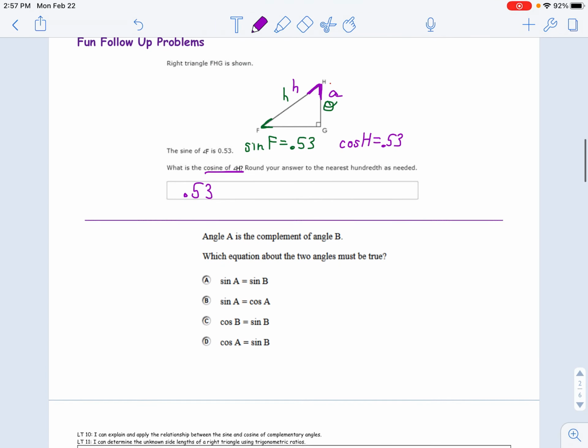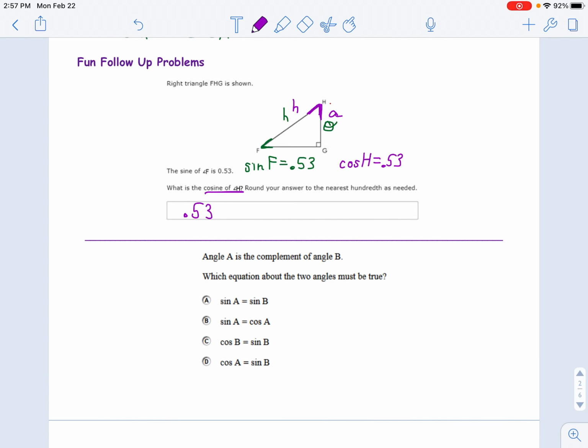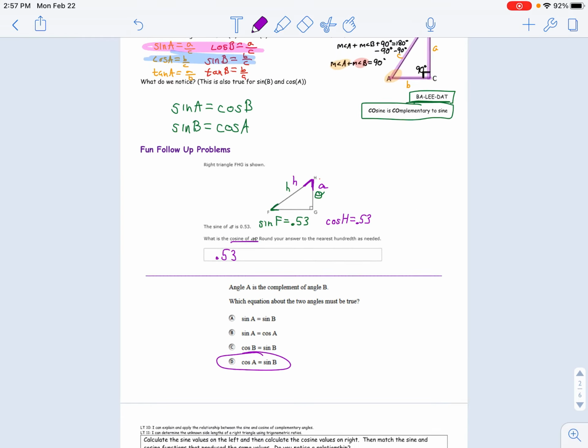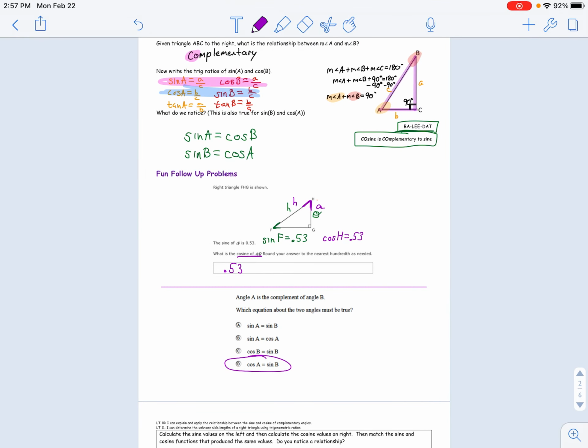Again, where did I steal this problem? I stole this from the AIR test. Angle A is the complement of angle B, which equation about the two angles must be true? Well, it's this one right here. And again, we literally wrote it out just in reverse up there. The cosine of angle A equals the sine of angle B.